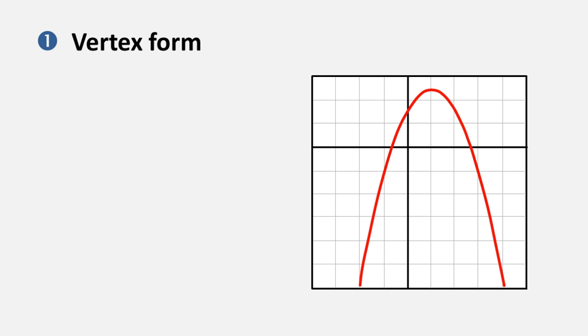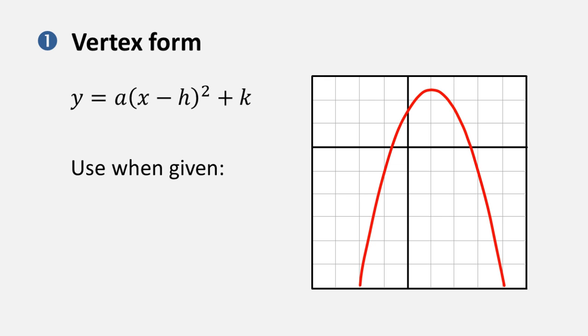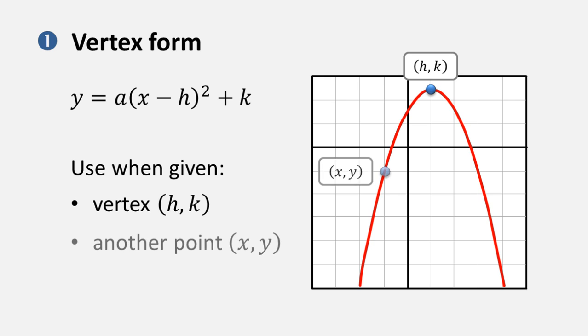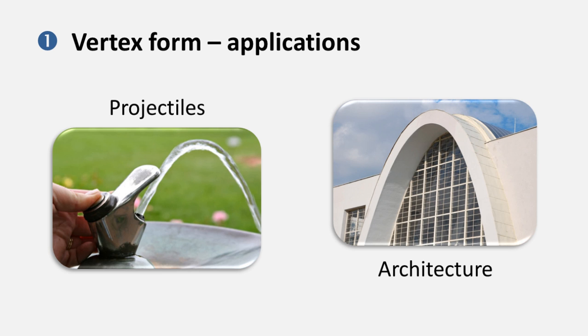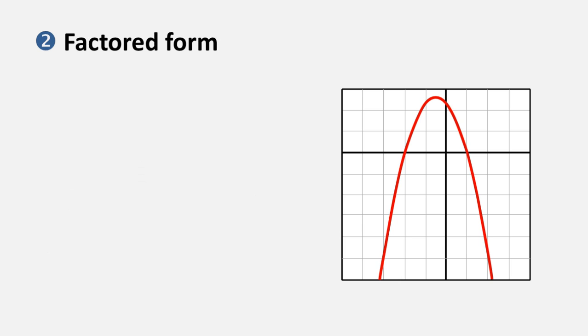The vertex form of a quadratic function is written as y equals a times x minus h squared plus k. This form is helpful when you are given information about the vertex and any other point on the graph. This form is often used when modeling problems involving projectiles, such as this water fountain, or in architecture, such as this window feature.